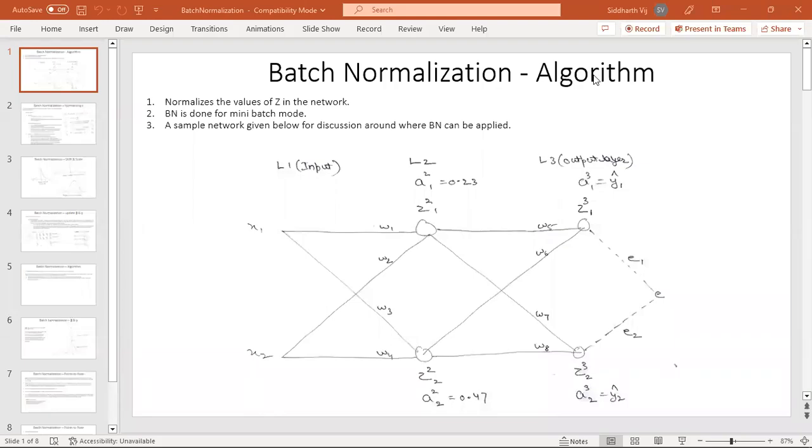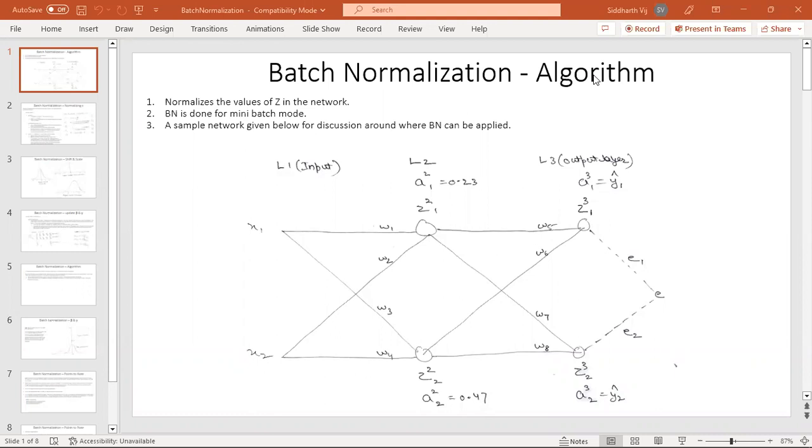Hi everyone. In today's session, we are going to discuss batch normalization and how it benefits your network architecture. So let's begin. The first slide that you see here talks about a generic idea of batch normalization, like what exactly it does. As you can understand from the word normalization, it has to normalize something.